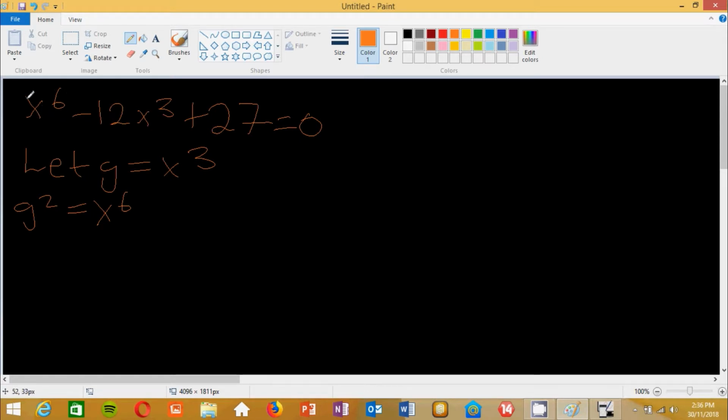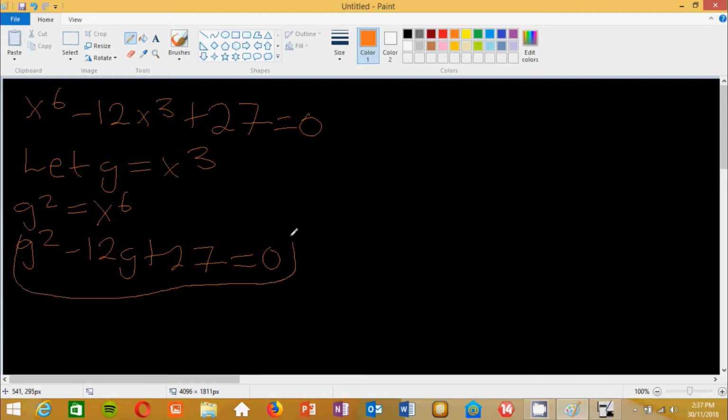What do you know? I have x to the power 6 here, I have x to the power 3 there. So this expression is therefore going to become G squared minus 12G plus 27 is equal to 0. And what do you know? This becomes a quadratic equation, because you have G squared, you have G, plus 27 is equal to 0.